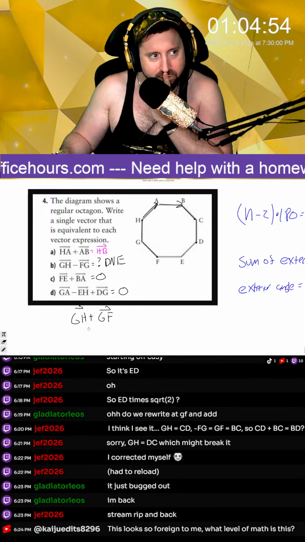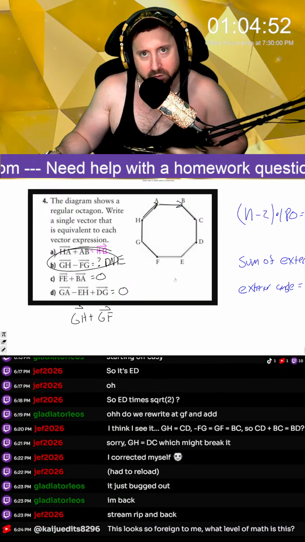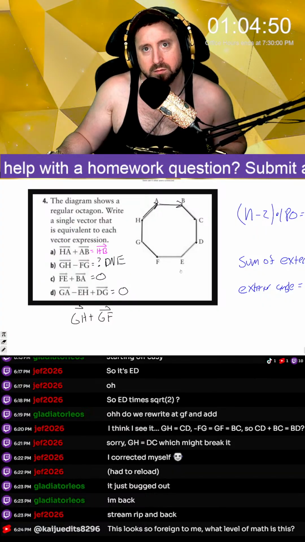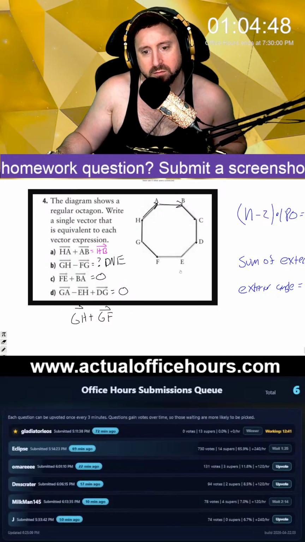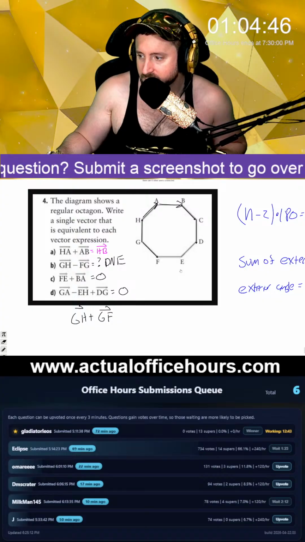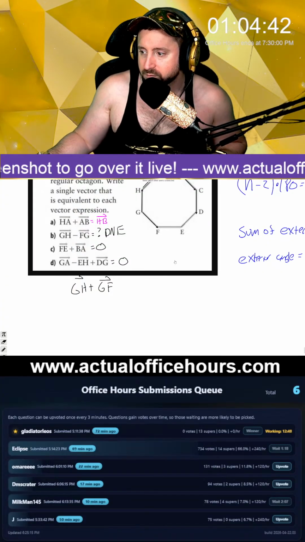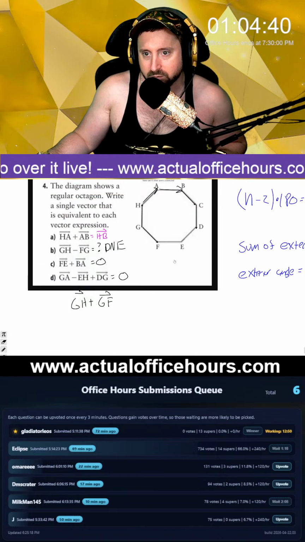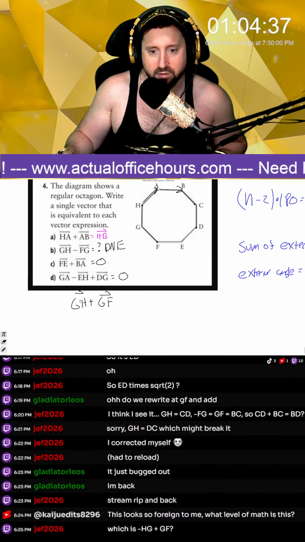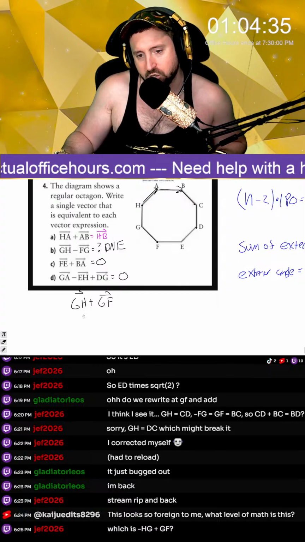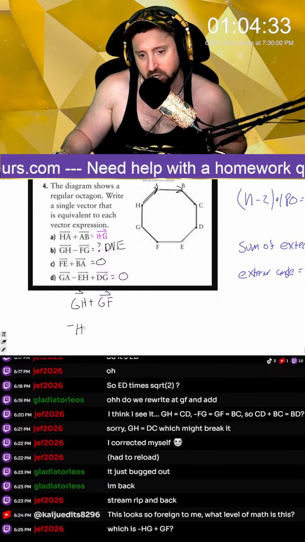So I don't know. I think they kind of messed up on this one. Yeah, I just don't think there is one. I don't see any way, at least without numbers or breaking it into component forms and adding numbers, that we could. Jeff says like an equivalent vector. GH is the same thing as minus HG.